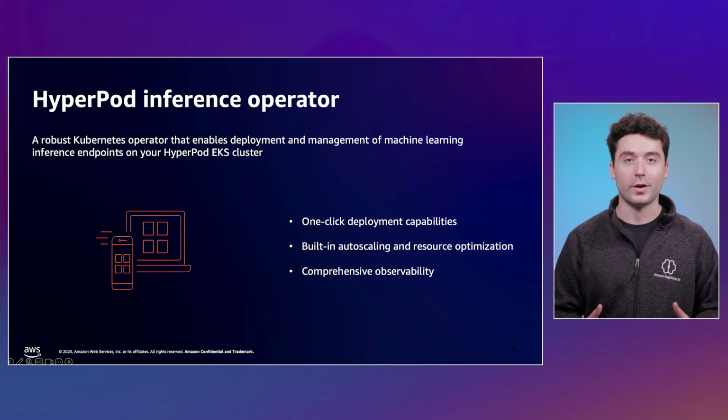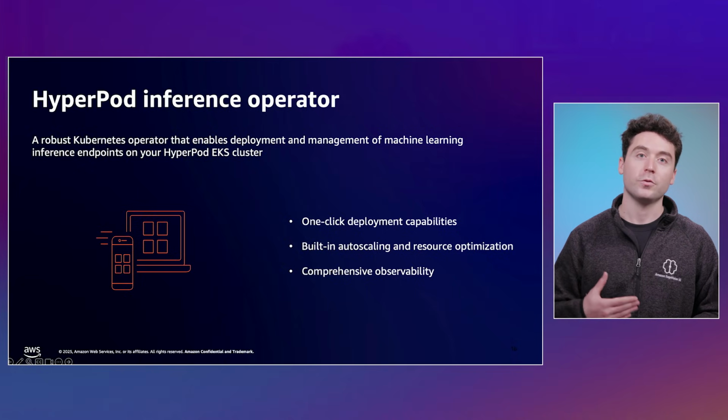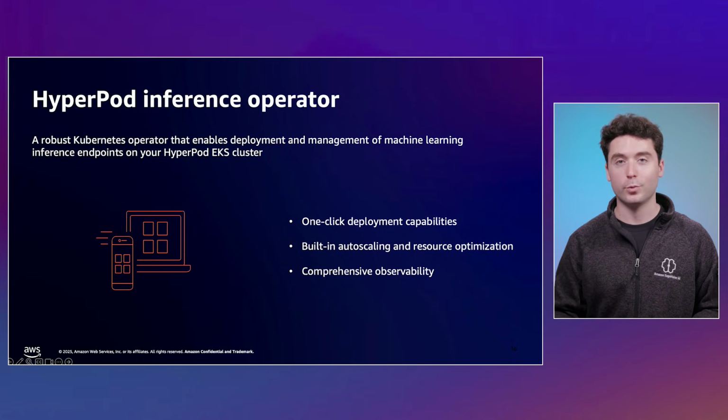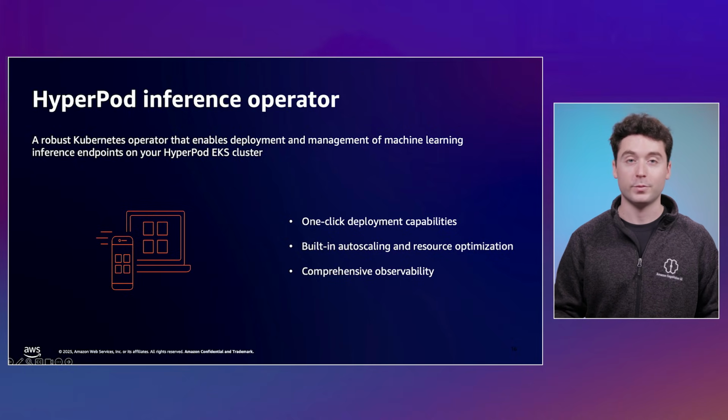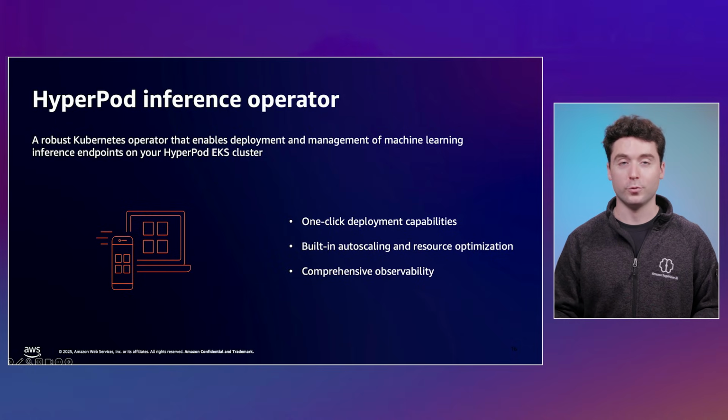The HyperPod Inference Operator is a robust Kubernetes operator that enables deployment and management of machine learning inference endpoints on your HyperPod EKS cluster. Its features include one-click deployment capabilities, so the operator enables simple deployment of over 400 open-weight foundational models from SageMaker JumpStart with just a click, and supports deployment from multiple sources like S3 and FSx for Lustre, while handling all the infrastructure complexity.